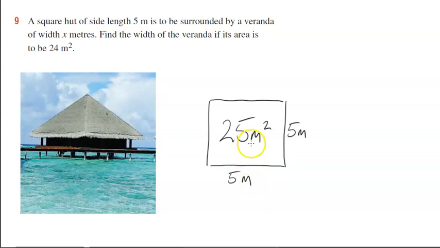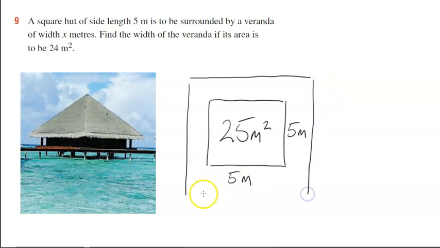And then it says it's surrounded by a veranda. So the veranda goes around the outside. Again, it is square, because it has a consistent length of x meters around it. So from here to here is x meters. Same with from here to here, this is x meters, and obviously from there to there.